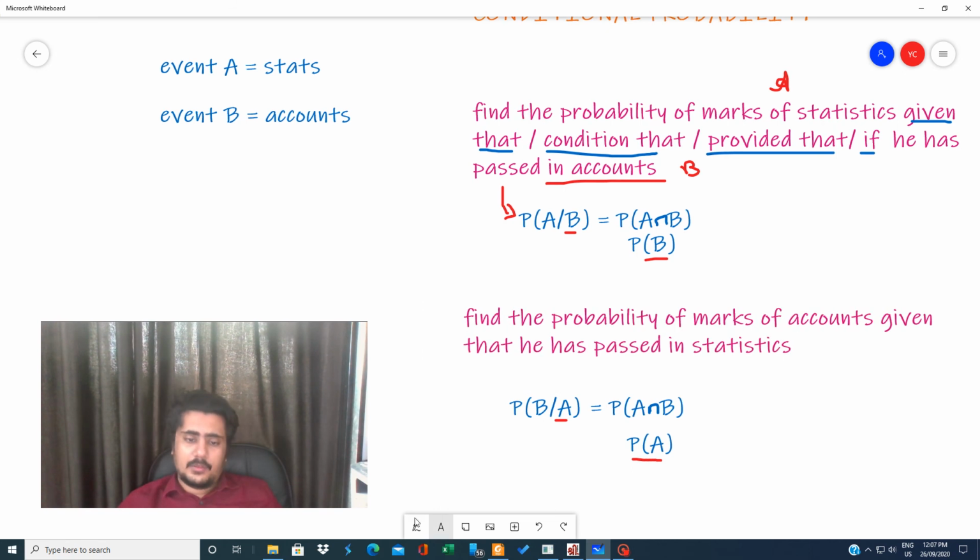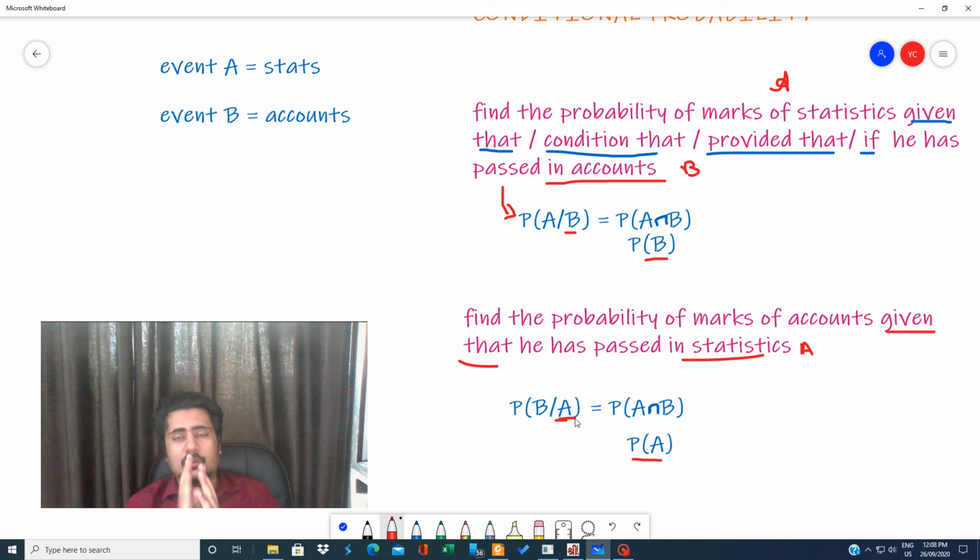See, what I was telling you, that you have to pick up the word given that. You pick the word after given that. What is given? States. States is A. If after given that there is A, it should be in the denominator. Now this is B upon A.